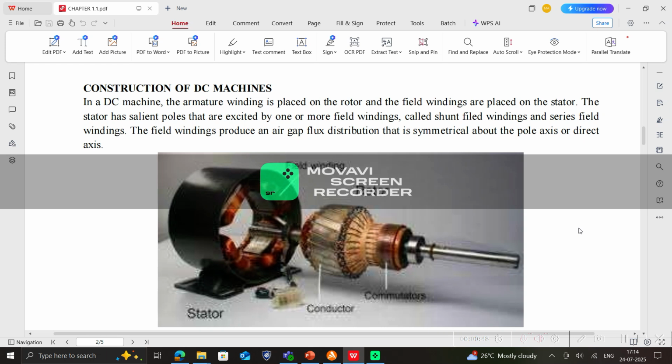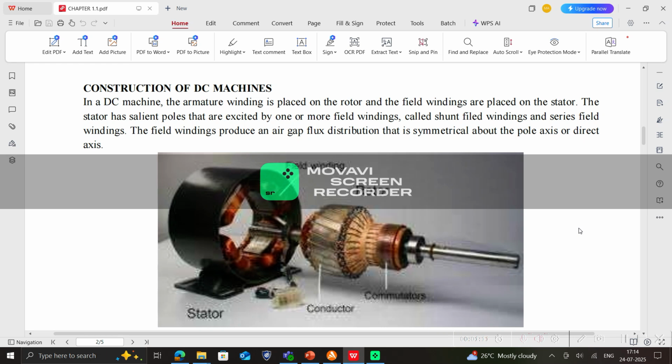You can see the field winding is one of the main parts of the DC machine. The next one will be our armature conductors. So armature and the field are the two main parts of a DC machine. And in this diagram, you can see this stator part is the one which is stationary and the rotor part is the one which is rotating in nature.